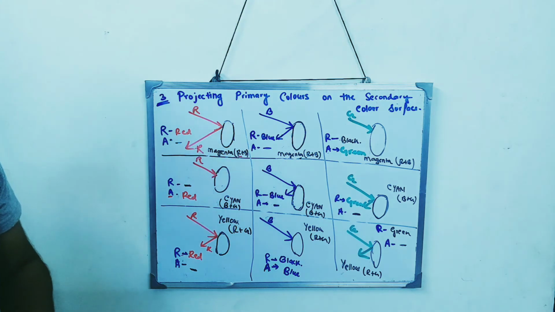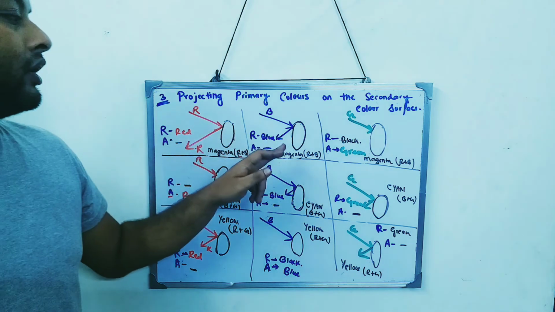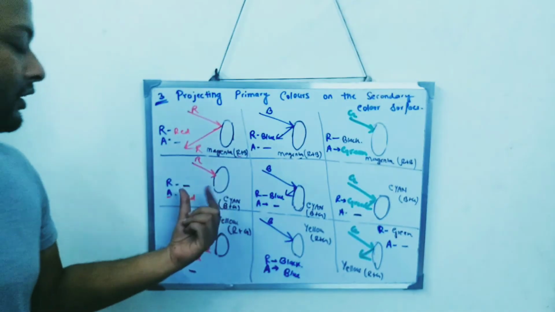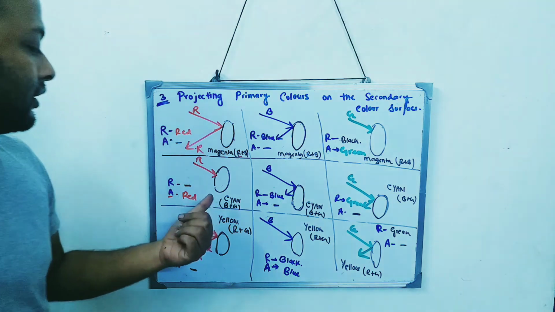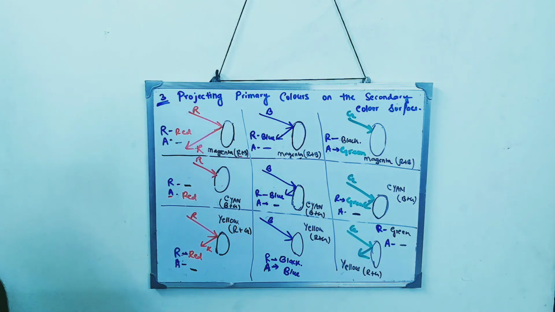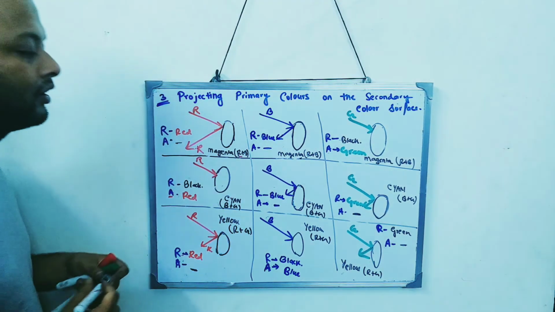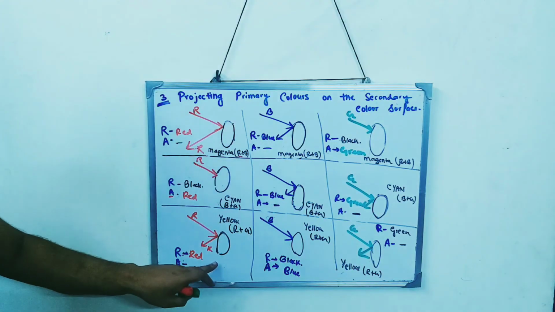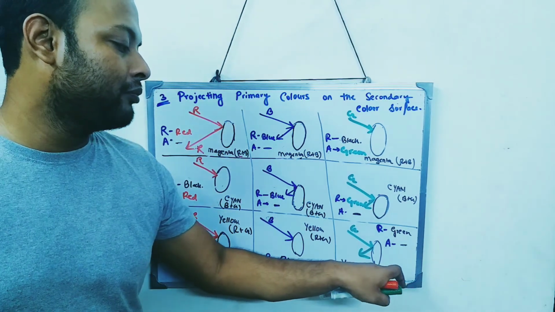So over here, the body appears red in color. Over here, the body appears blue in color. And over here, it will appear black. Now over here, this body will reflect nothing, so it will appear black in color. Over here, it will appear blue in color. Over here, it will appear green in color. Over here, it will appear red. Over here, it will appear black. And over here, it will appear green.